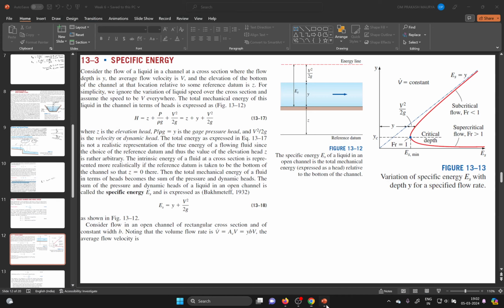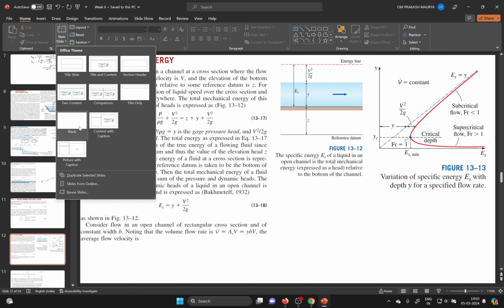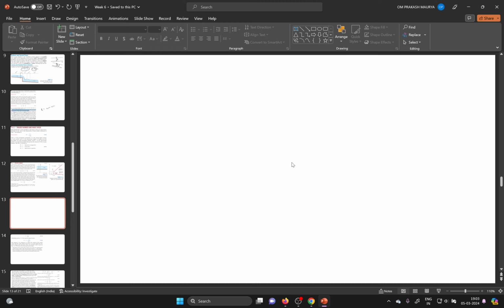So let us discuss about the specific energy. Before discussing the specific energy, let us try to understand the Bernoulli's equation, because using the Bernoulli equation we discuss specific energy. So let me go to the blank slide and let me write something.